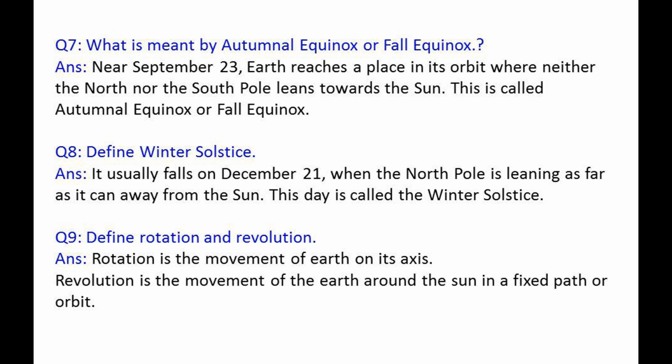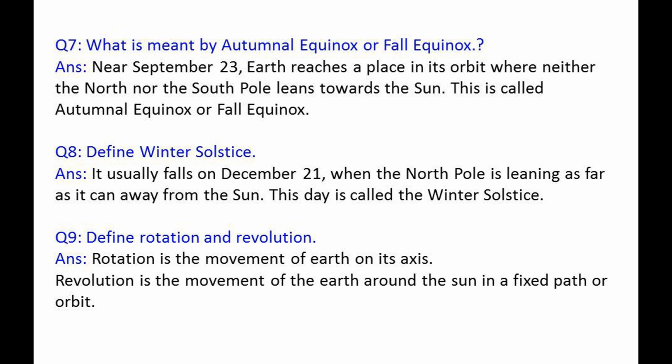Question 8. Define winter solstice. Answer. It usually falls on December 21st when the North Pole is leaning as far as it can away from the sun. This day is called the winter solstice.